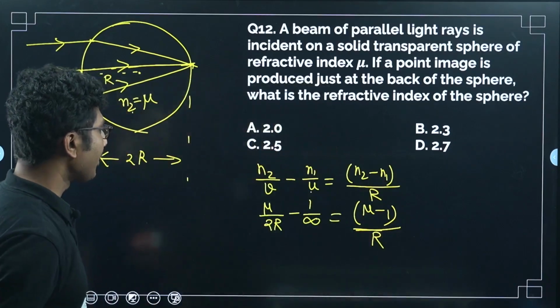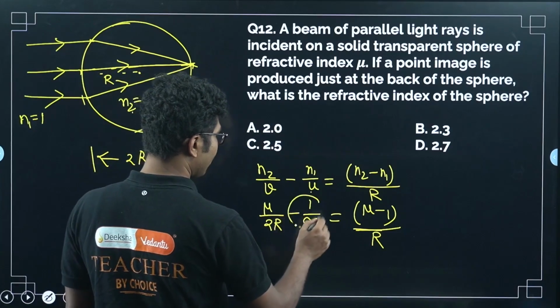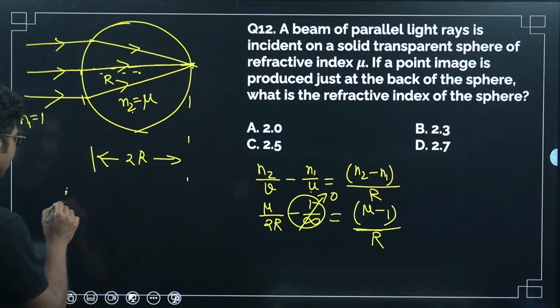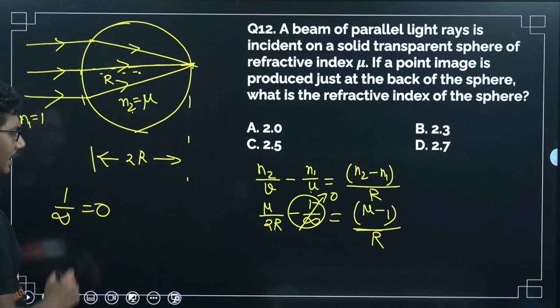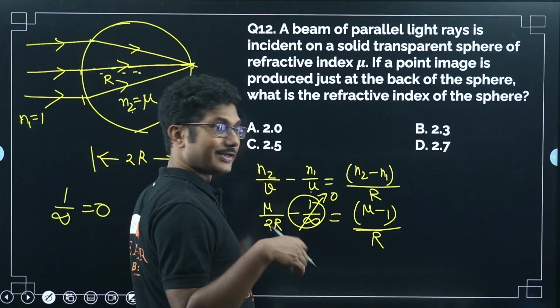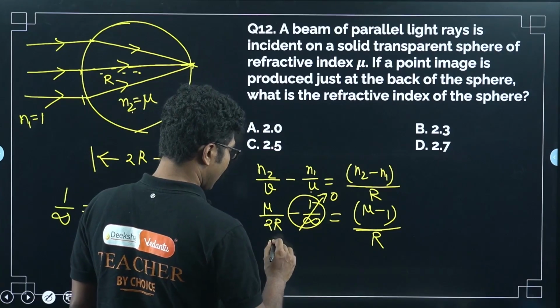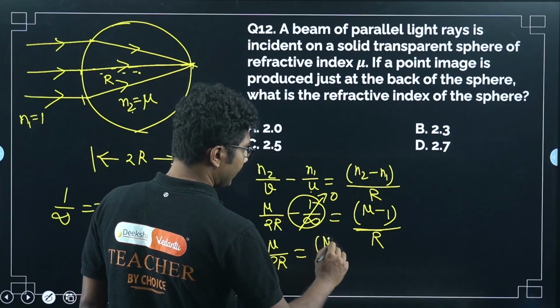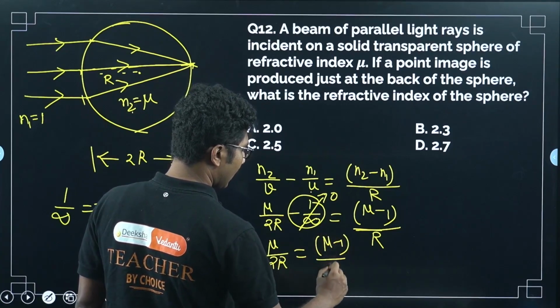Right, now what we have to do is simplify this. Now this value 1 by infinity goes to 0. 1 by infinity means 0, right? We already know that 1 by 0 is infinity, 1 by infinity is 0. So mu by 2r equals to mu minus 1 by r.